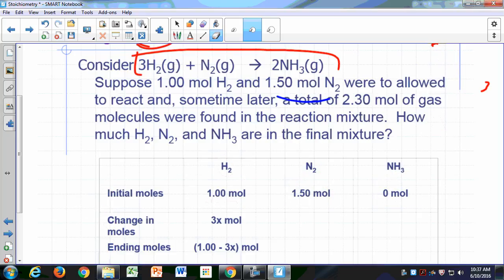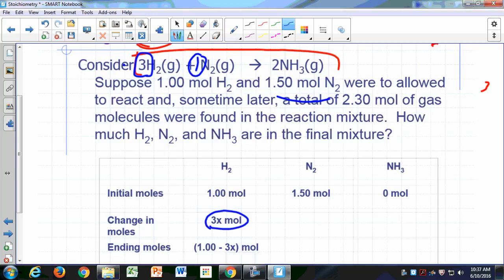Now, using the concept of moles of reaction, you're going to lose 3x moles of H2, since the coefficient of H2 is 3. The change in moles of N2 would be 1x, so you're going to lose x moles of that. The change in moles of NH3 would be 2x, so you're going to make 2x moles of ammonia. That would be in general, and we're looking for the situation where x is such that the total moles would be 2.3 moles.